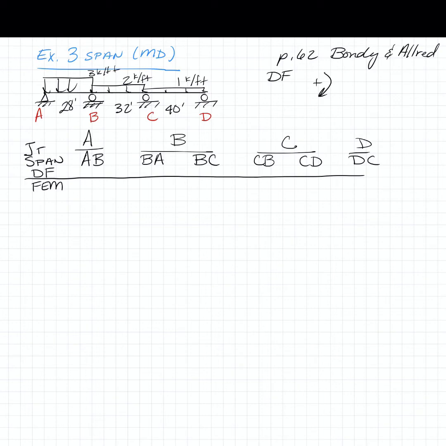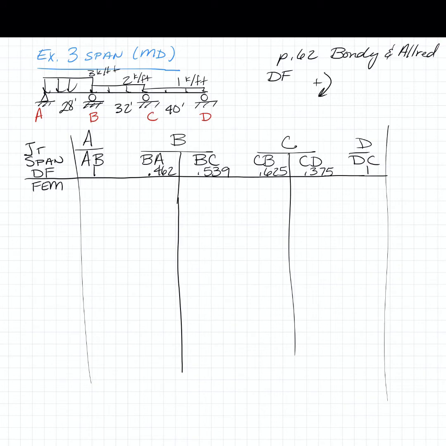The distribution factors are here. We've got 1, 0.462, 0.539, 0.625, 0.375, and 1. All right, I go ahead and just put a line through here, that's not very straight, so that I know where I am along the joint. Don't get too confused, but you do however you're comfortable doing this. And then those are my ends.